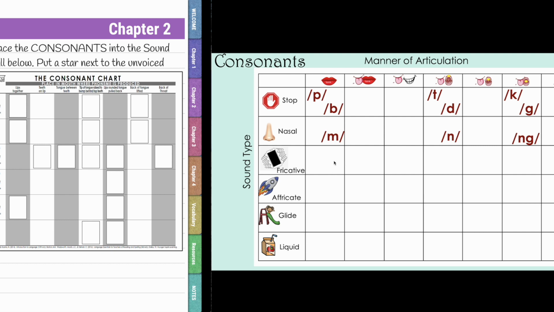All right, let's jump down to fricatives. We don't have any fricatives that have our lips together because we do have to restrict the sound but not stop it. So here we have our teeth. Should be teeth. This should be a picture of teeth. Sorry about that. Should be teeth on your lips and send an unvoiced sound.